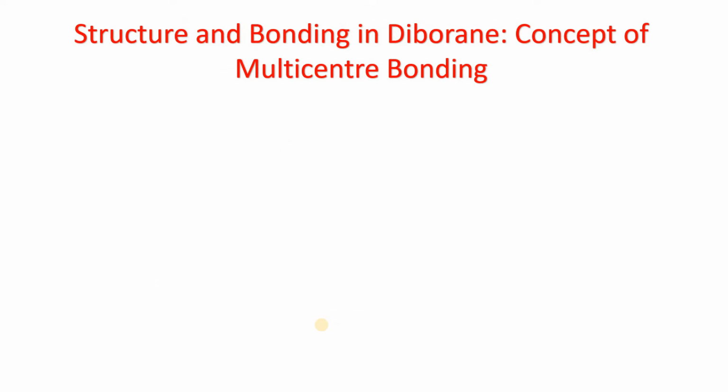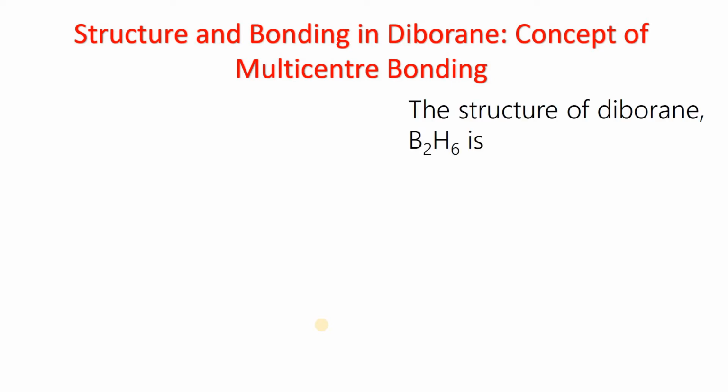Then let's come to the part of structure and bonding. In diborane, the concept of multicenter bonding. The structure of diborane B2H6 is this, and this structure is determined by using the technique of electron diffraction in the gas phase. The two boron atoms are 4 coordinated each, and there are 6 hydrogens, 4 of one kind that are terminal, and 2 are bridging of another kind.